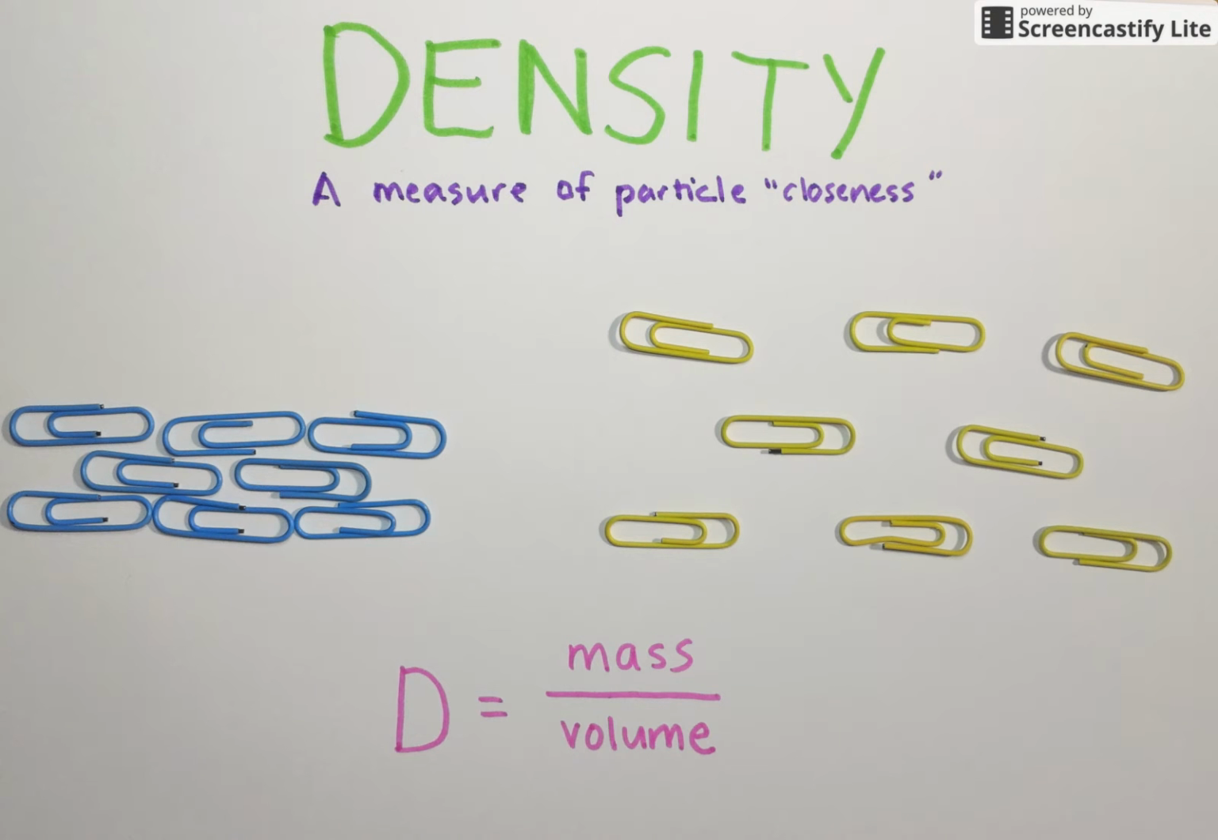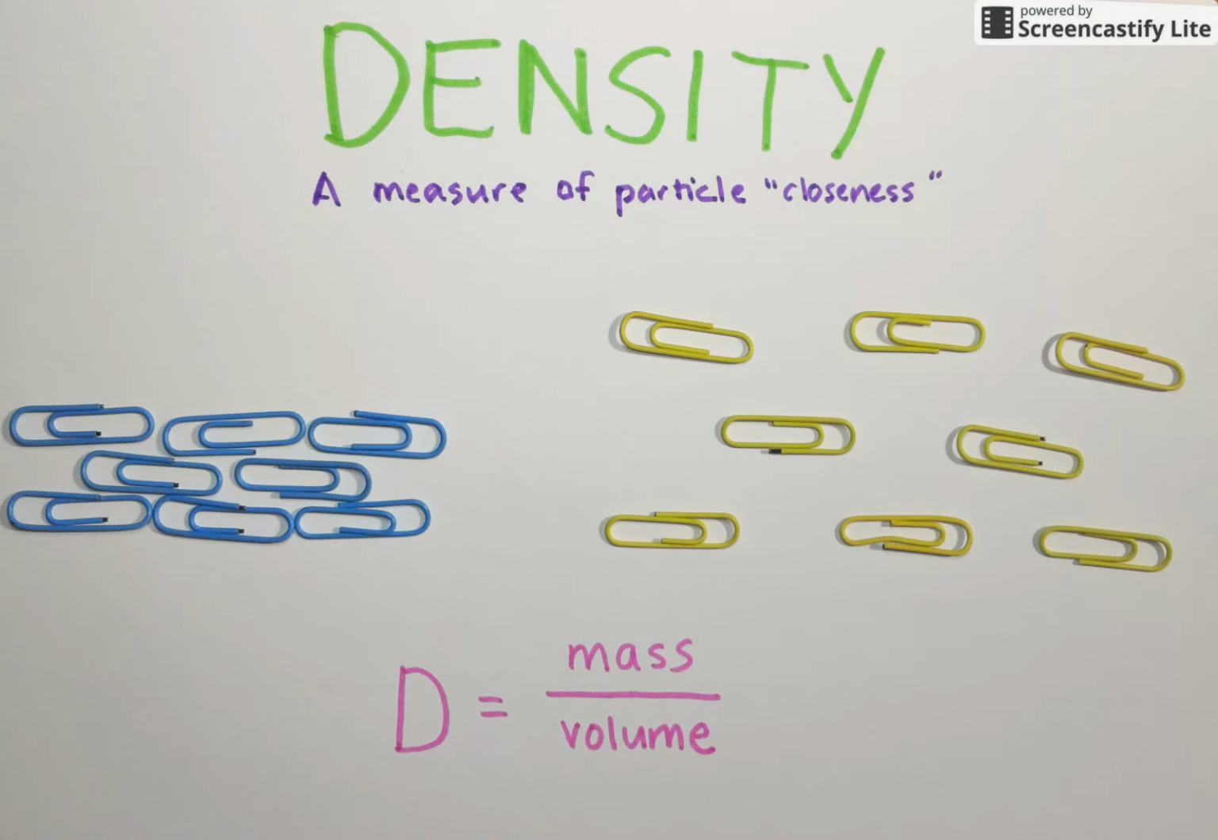Everyone, in this video I'm going to be discussing the idea of density, which in chemistry just means a measure of how close together particles are packed. As you can see from these two models on your screen, if we envision each of these paper clips as atoms of a particular element, we'll note that the model on the left represents a material that's much more dense than the one on the right, simply because its particles are closer together.